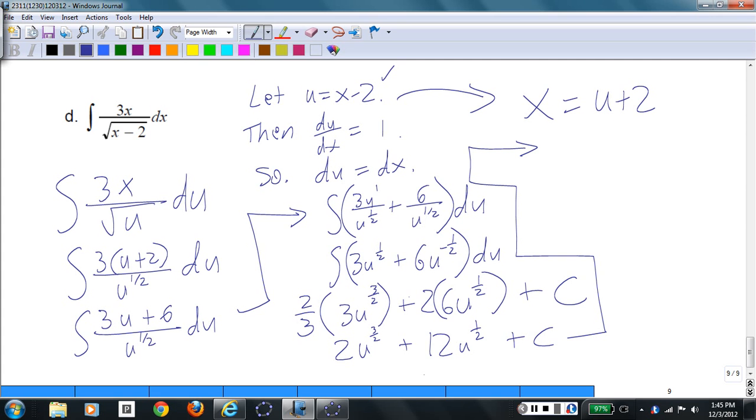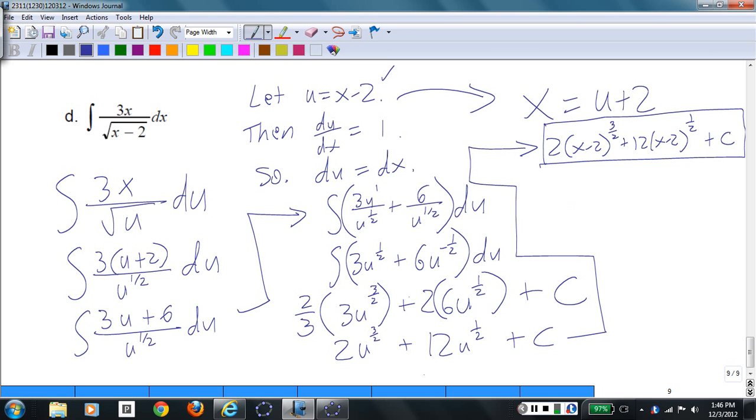I need the x's in the final answer. So u equals x minus 2. So it's going to be 2 times x minus 2 to the 3/2 plus 12 times x minus 2 to the 1/2 plus c. Now, as far as I'm concerned, that would be a really nice way to leave your final answer.